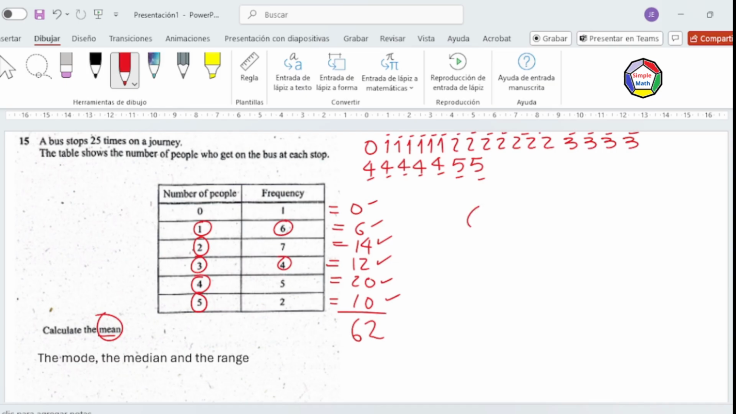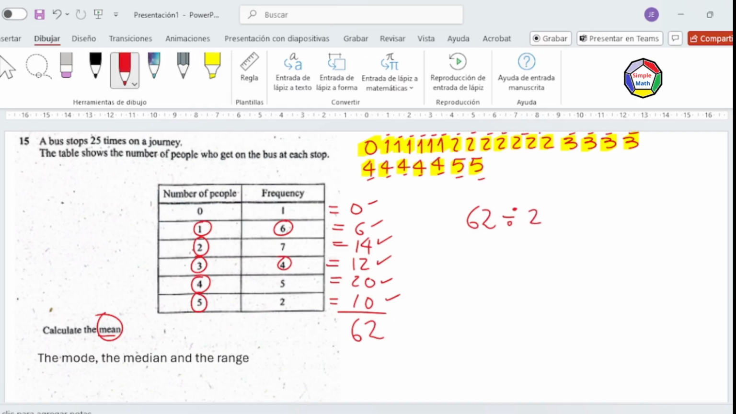So we take the 62 and then we divide by the total of numbers we have. How many numbers do we have? 1, 2, 3, 4, 5, 6, 7, 8, 9, 10, 11, 12, 13, 14, 15, 16, 17, 18, 19, 20, 21, 22, 23, 24, 25. Actually, we have 25 numbers.